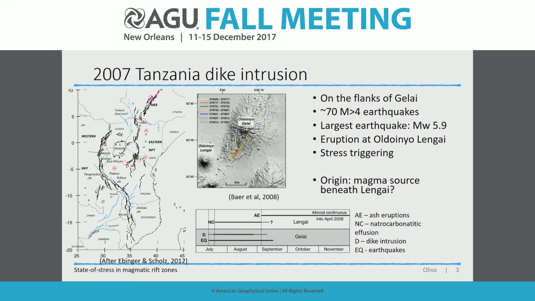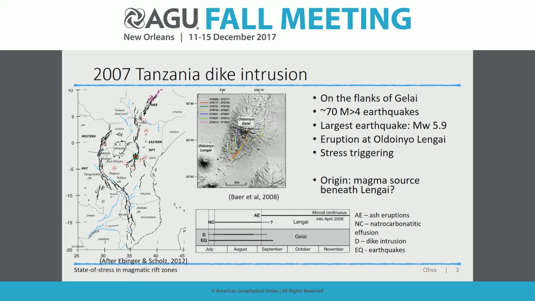To study these, the East African Rift is a good place, specifically Tanzania. So that's East Africa, and Tanzania is right here, but I'm specifically interested in an area right over here where there was a dike intrusion in 2007. This occurred between two volcanoes, Oldonyo Lengai and Gelai, only one of which is active, the famous Lengai.